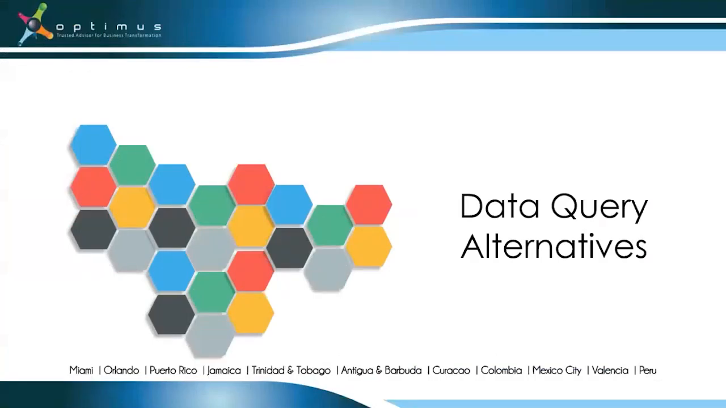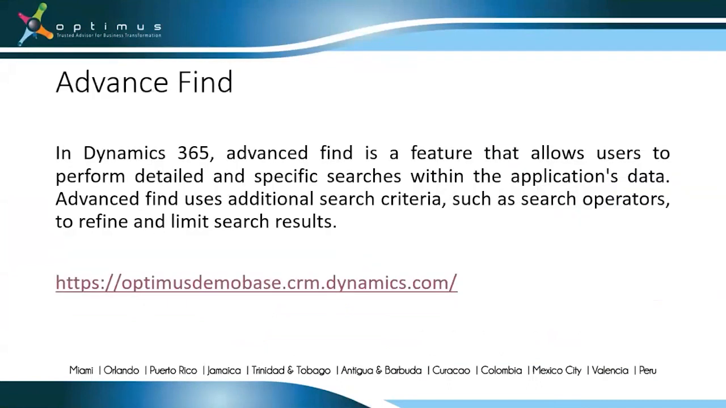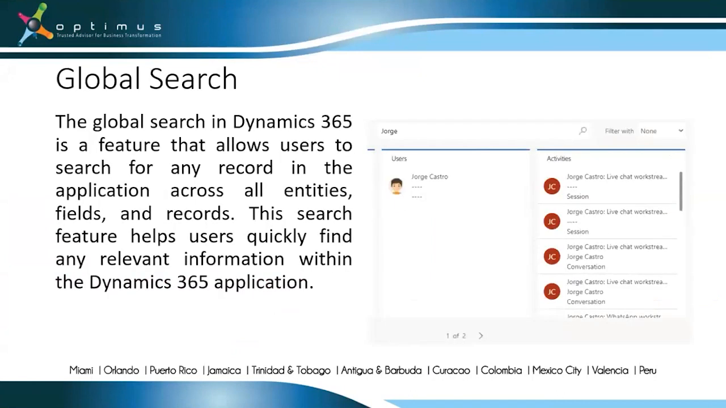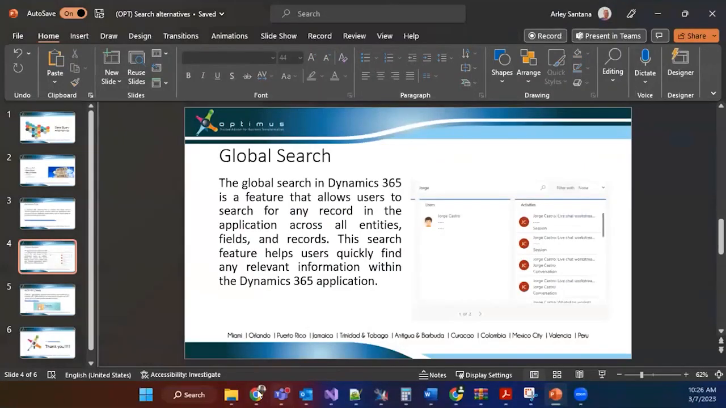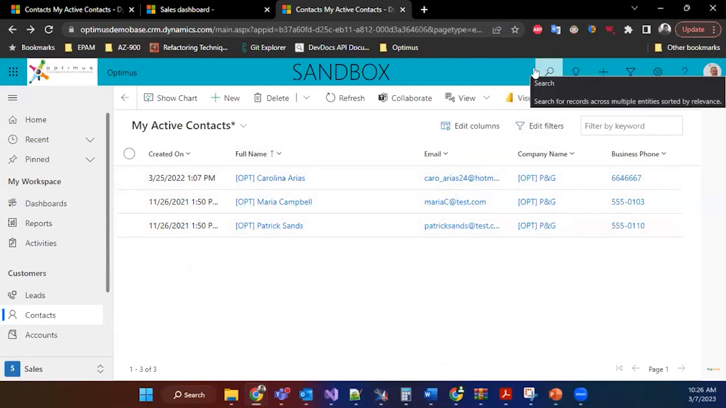Okay, as I told you before, we have 5 options. In this case, we already saw the advanced find. Then let's see the global search. Returning to our environment, the global search is available to us in this sign. It is using this icon.